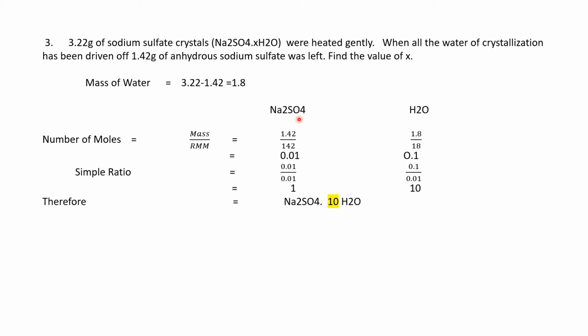So find the number of moles of sodium sulfate, which is equal to its mass divided by relative molecular mass. Similarly, find the number of moles of water, which is equal to mass divided by its relative molecular mass. It amounts to 0.01 for sodium sulfate and 0.1 for water. Now, to get the simple ratio, divide both of them by the smallest. When you divide both of them by the smallest, for sodium sulfate you get 1 and for water you get 10. Therefore, the formula will be Na2SO4.10H2O, where 10 is the value of X.